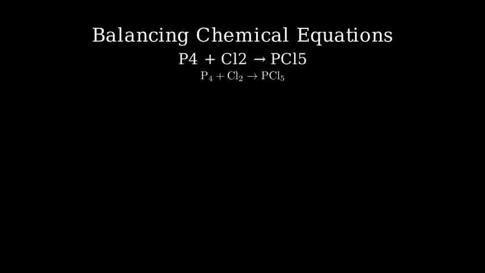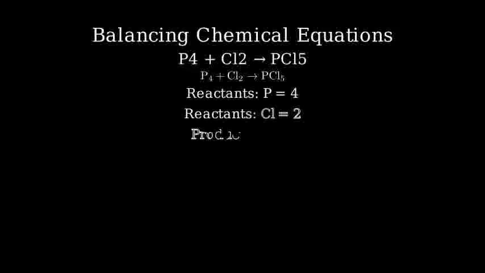Let's start by writing the unbalanced chemical equation: P4 + Cl2 yields PCl5. The first step in balancing a chemical equation is to count the number of atoms for each element on both sides of the equation. Let's balance the number of phosphorus (P) atoms first.